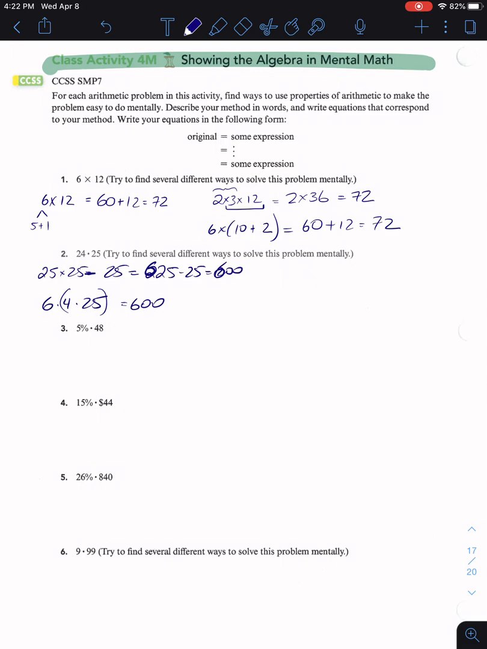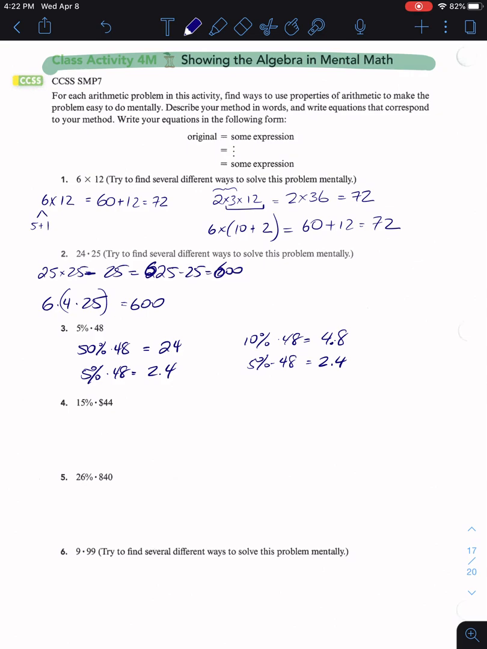What's 5% of 48? Well, can we do 50% of 48? Isn't that just half? 24. And now we want a tenth of that. So if we divide that by 10, 5% of 48 is 2.4. Or maybe we could do 10% of 48. It's 4.8. So then 5% of 48 is half of that, 2.4.